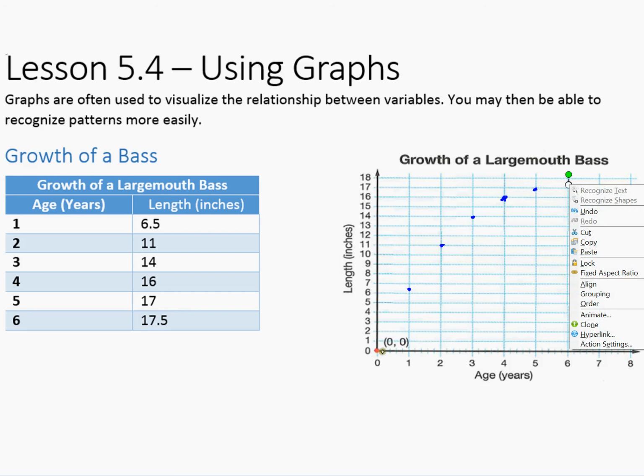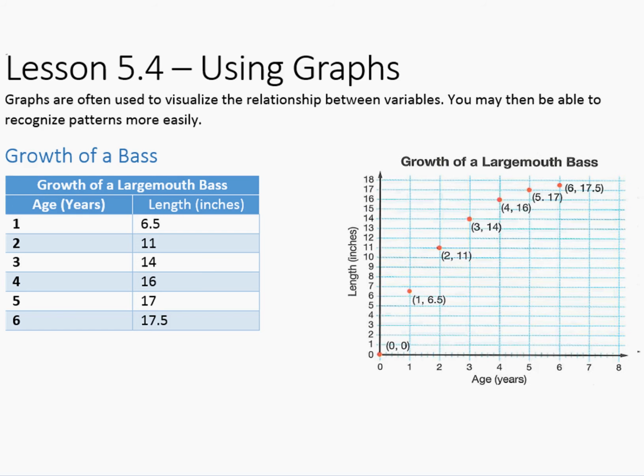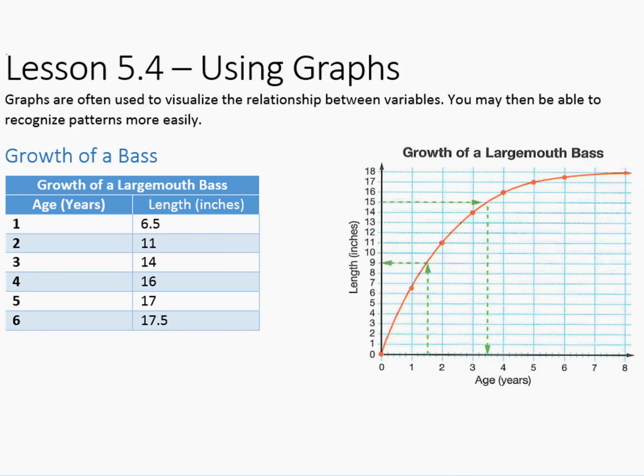So notice here, obviously, this 0, 0 is here. Obviously, if it's not born, it's not any inches long, or hatched, I should say. And so we can see this progression. It is increasing, but it's not increasing as much as it gets older, kind of like humans. Once you get to a certain height, you're full grown in your height. And so what we could do is, here's the points listed there. And then we could draw a line or a graph through there. It wouldn't be a line, lines are straight, but a curve there to show what that would look like.